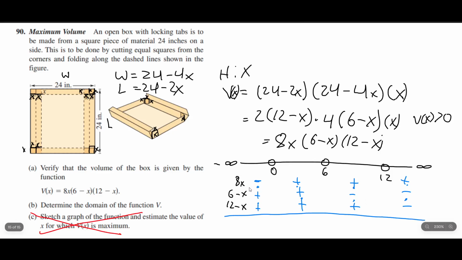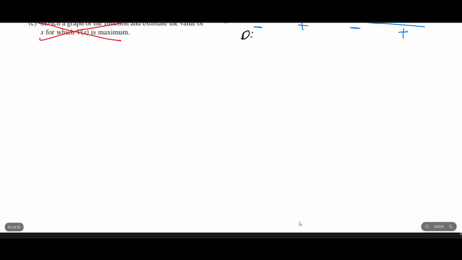Let's multiply the signs. Negative times positive times positive is negative. Positive times positive times positive is positive. Positive times negative is negative, times positive is negative. Positive times negative is negative, times negative is positive. So it'll look something like this. Our beautiful snake: negative, positive, negative, positive.